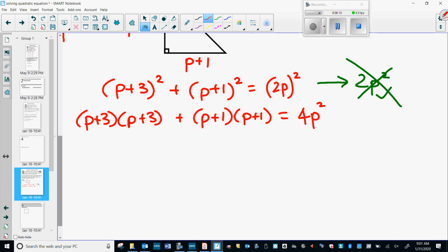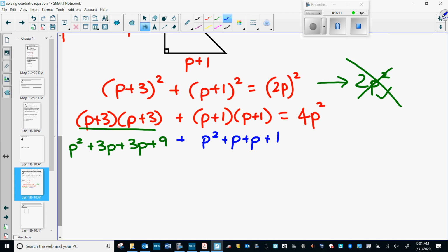Okay, so foiling. P squared. Or maybe I should do a different colour. First, p squared plus 3p plus 3p plus 9, plus p squared plus 1p plus 1, equals 4p squared.